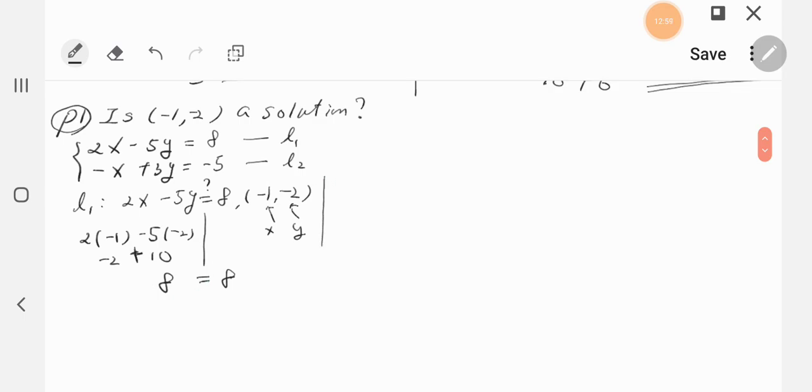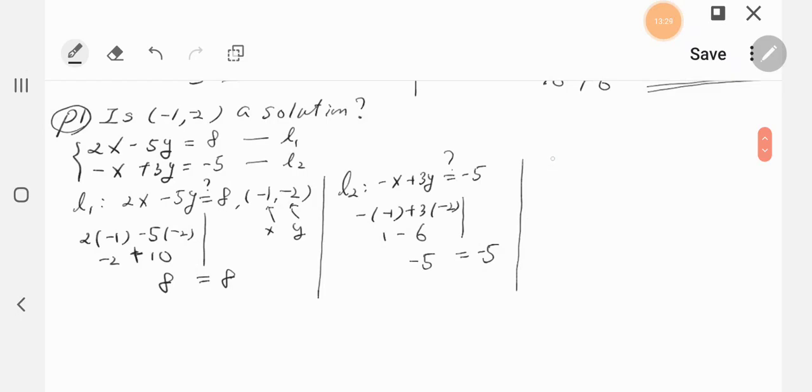Okay, let's check line 2. Line 2 is negative x plus 3y is equal to negative 5. Let's check whether this is true. Negative times negative 1 plus 3 times negative 2. Then positive 1 minus 6 is negative 5. So this is equal to negative 5. So yes, negative 1, negative 2 satisfies both equations.